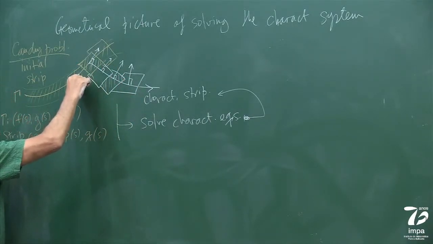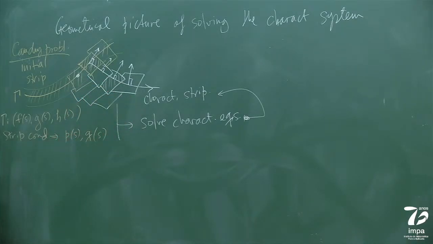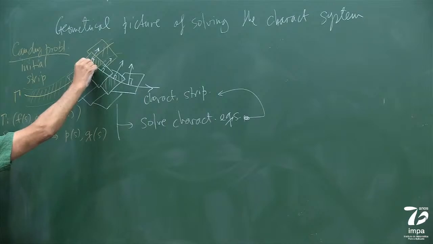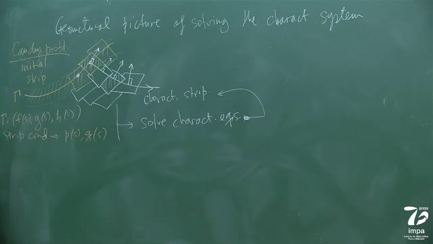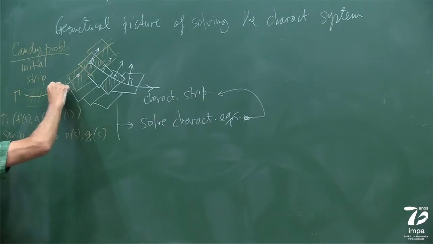But this is happening sort of all over, right? I'm solving the characteristic system of equations. It's a one-parameter family of ODEs. So I'm solving for this point, for this point, for this point, for this point.